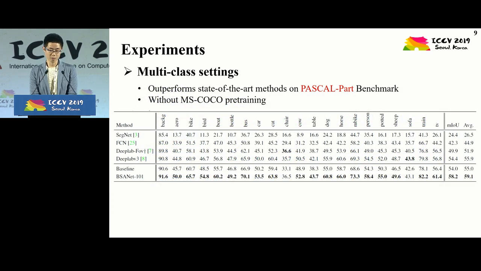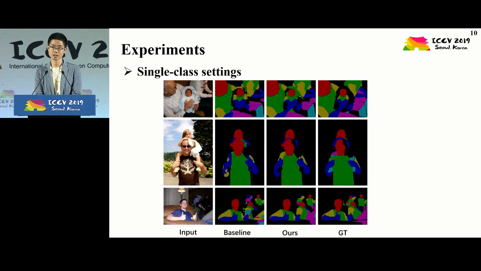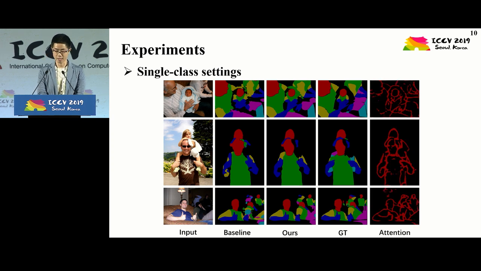Our method outperformed the state-of-the-art methods on the public Pascal-Part benchmark with about 7.8 improvement, and our model is trained without MS COCO pre-training. Also, for the single-class setting, our method generates more reliable results. And in the last column, we visualize the attention results predicted by our module.